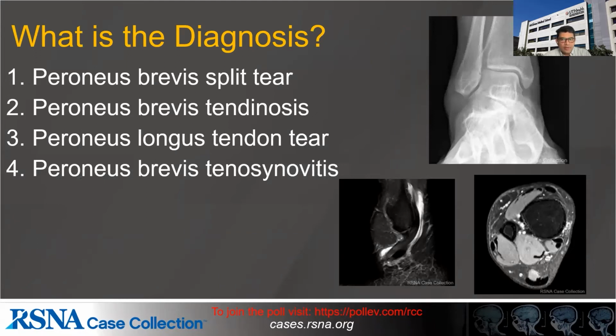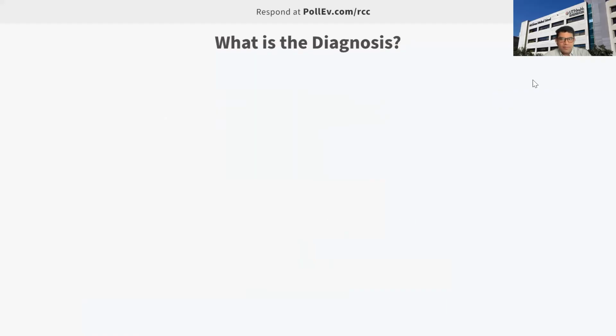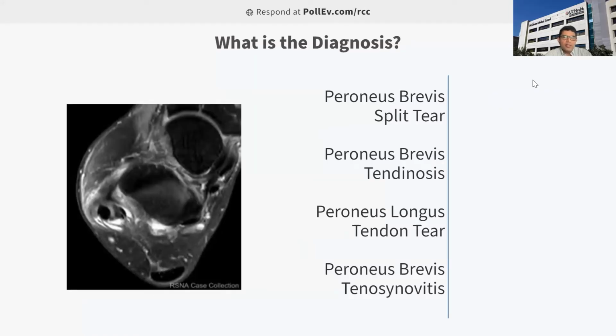And what do you think is a diagnosis given this constellation of findings together? Do you think it's a peroneus brevis split tear? Do you think it's a peroneus brevis tendinosis? Do you think it's a peroneus longus tendon tear? Or do you think it's peroneus brevis tenosynovitis? And let's go to the next slide, please. So based on all this, what would you think your diagnosis is? Please go ahead and vote.